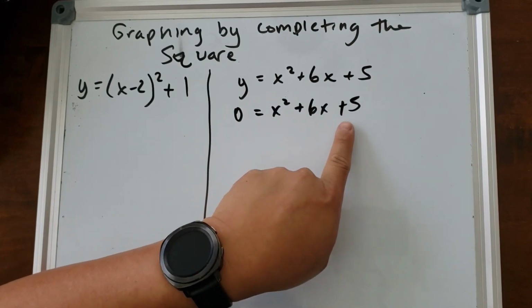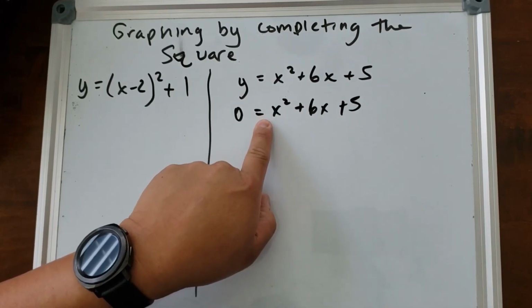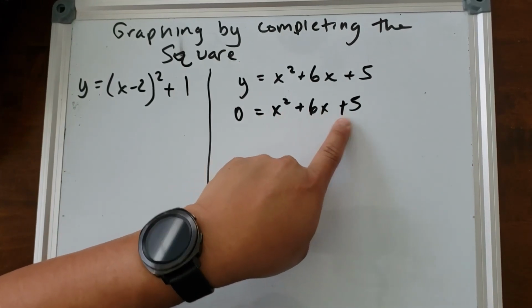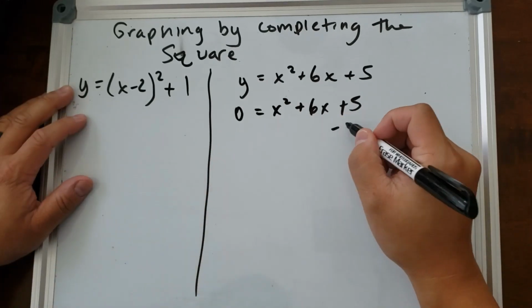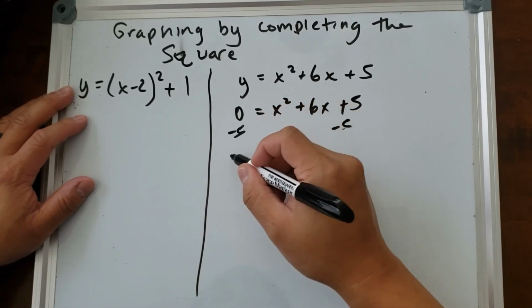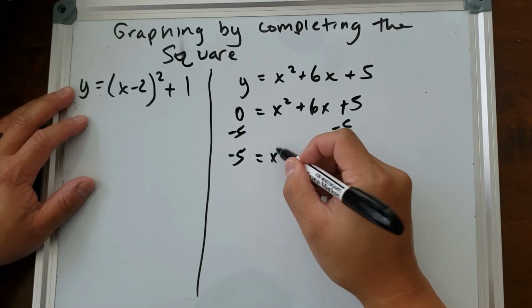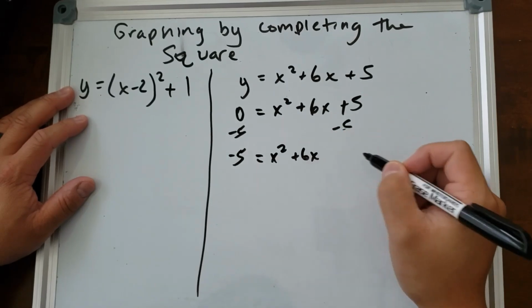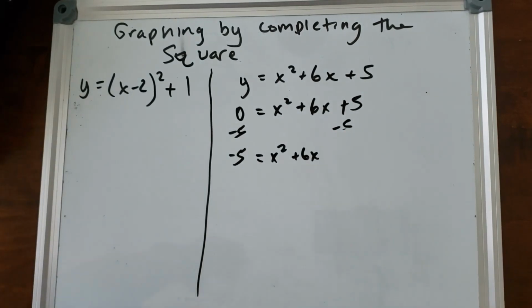Next thing we're going to do is we're always going to move this c. So remember, it's ax squared plus bx plus c. So I'm going to move this c over. So I'm going to go -5 minus 5. So it's -5 equals x squared plus 6x. Okay? Now, this is where the process is.